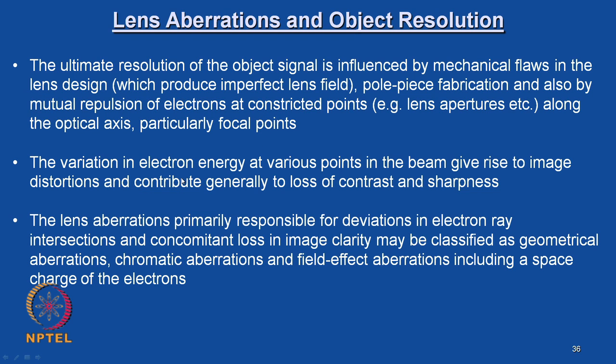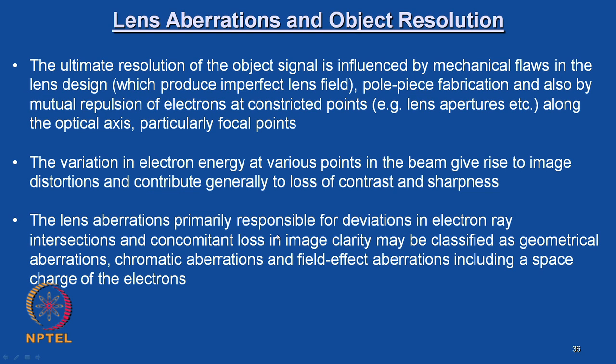The variation in the electron energy at various points in the beam gives rise to image distortion and contributes generally to loss of contrast and sharpness. So this is the fundamental point which you have to keep in mind. Whatever happens in the electromagnetic lens system, it is the variation in the electron energy at various points in a beam that gives rise to image distortion and causes the loss of contrast and sharpness.